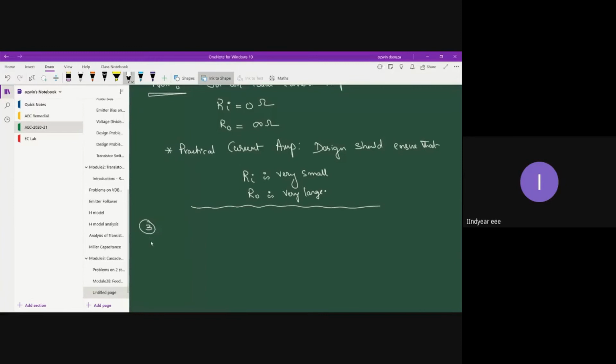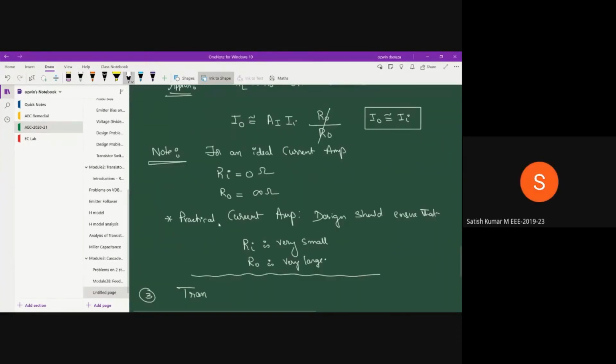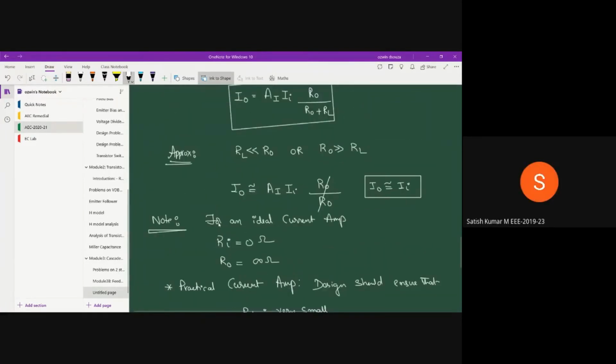The third one is the transconductance amplifier. Sir? Yes, tell me. For the output part of the current amplifier, it should be I0 approximately equal to the gain part, no, sir? This one, right? It should have been Ai, correct? Yes, sir, I missed it. Yeah, thank you, correct.